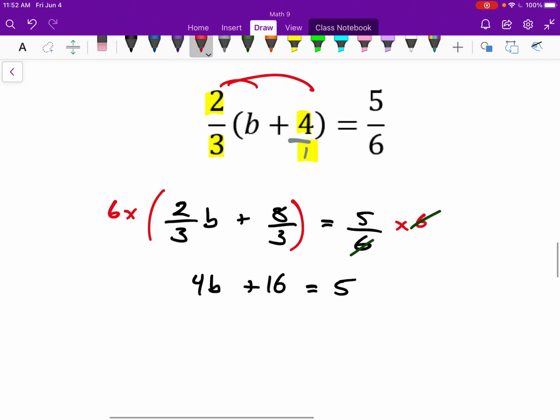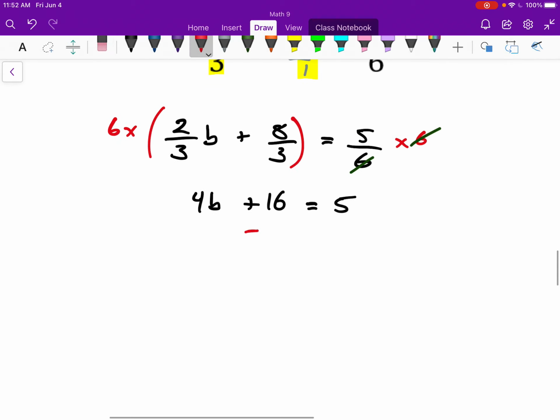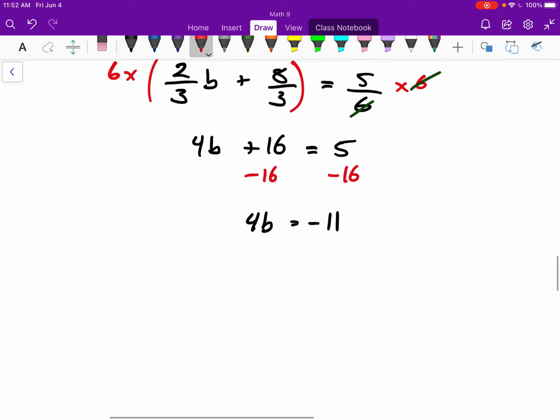And now this should be quite quick. I'm going to subtract 16 from both sides. So 4b equals 5, take away 16 is negative 11. And then lastly is just divide both sides by 4. And again, you probably want to decimalize it. 11 divided by 4 is 2.75, so this is negative 2.75.